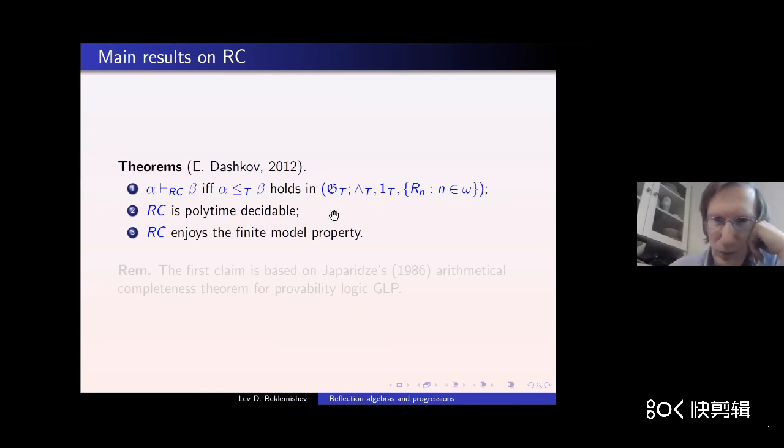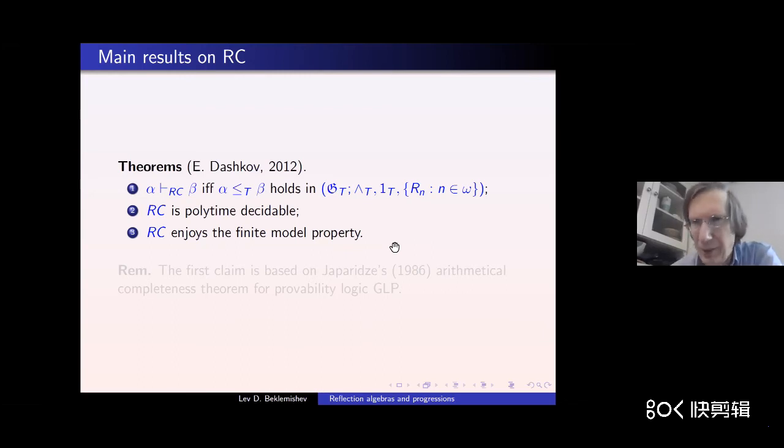Secondly, we have a pleasant property: RC is in fact computationally simple. It is polytime decidable. There is a polytime computable algorithm which allows you to check whether alpha implies beta or not in this calculus.